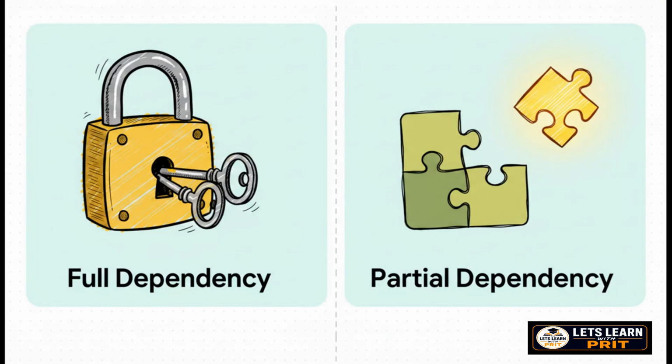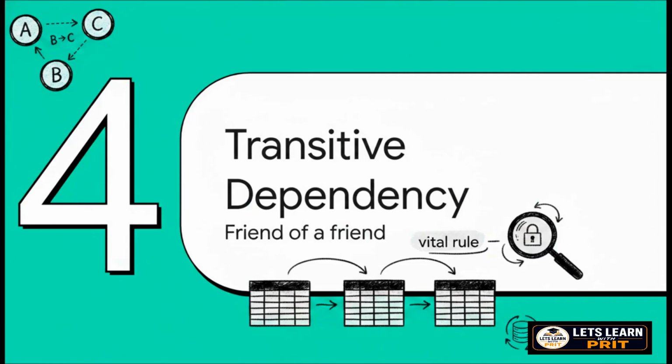Just to lock this in, full dependency requires absolutely all parts of the key to determine a value. Partial dependency relies on just a single piece of a composite key. By the way, comparing these two side by side is a classic university exam question, so make sure you've got this distinction down perfectly.